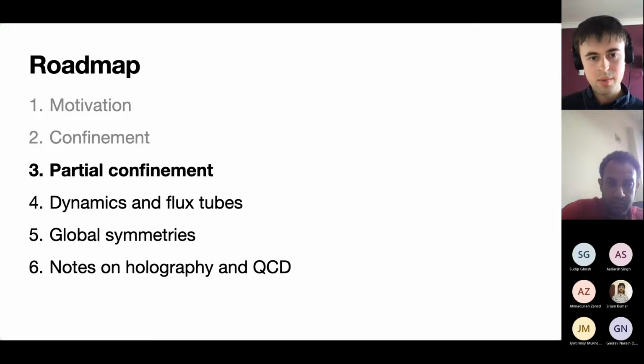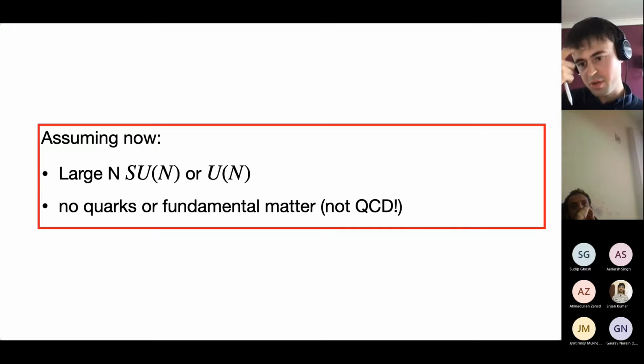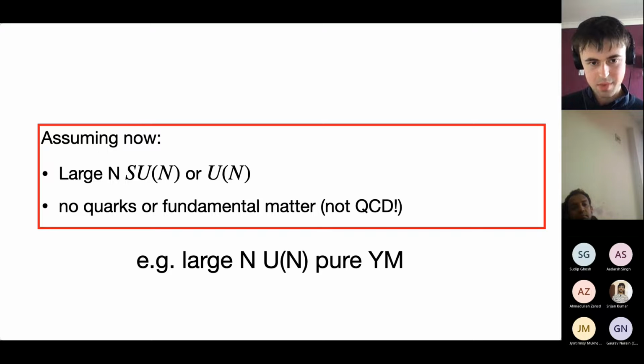So now I'll tell you about what the state of the art in partial confinement was before the new work I'm going to introduce in this talk. And everything in this theory depends not only on having matter and having theories about fundamental matter, but also on being in the large N limit. The large N limit is quite a strong constraint, and the new work I'll show later will tell us how to move to finite N. But for now, it's easier to imagine something like U(N) or SU(N) pure Yang-Mills.